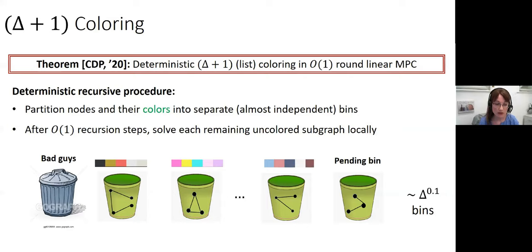So this partitioning is just randomized. It's very balanced. But then we look at what we got from this randomized procedure, and if we got things that do not concentrate well, soon I'll say what I mean by that, I just throw it into the bad guys bin. So overall, I'm going to have two special bins: the pending bin, which is a legal bin that is assigned only nodes but not colors, and a bad guys bin that accumulates all the bad bins that did not concentrate well according to what I want. And then the approach is as follows.